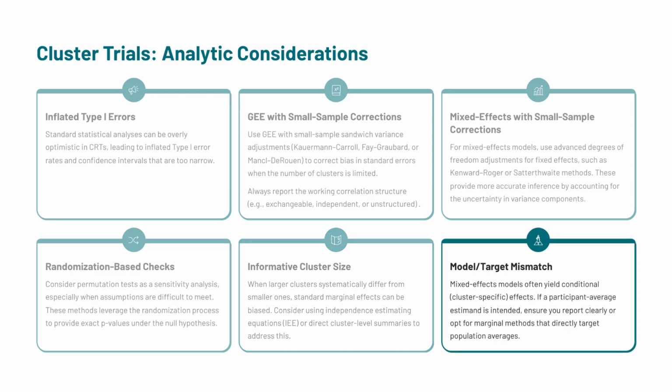Finally, guard against model and target mismatch. If your primary estimand is participant average, either use a marginal method or marginalize mixed model estimates before reporting. If you intend to use a cluster average estimand, say so explicitly and use methods aligned with that target. A clear linkage between the estimand and the estimator should be specified in the statistical analysis plan and reiterated in reporting.